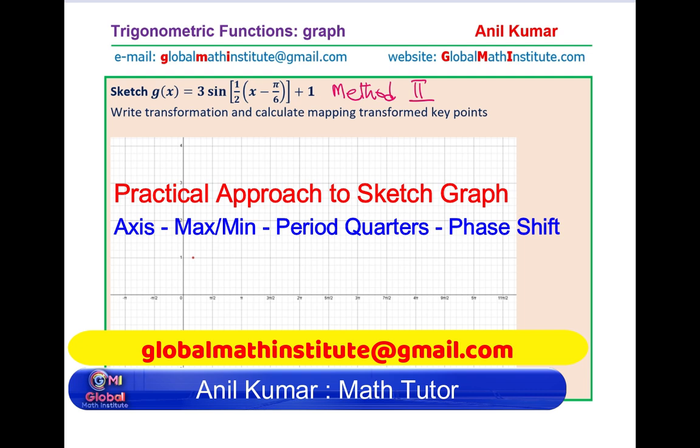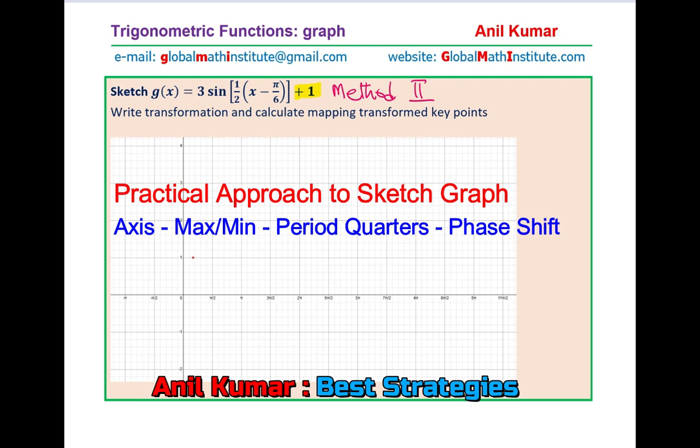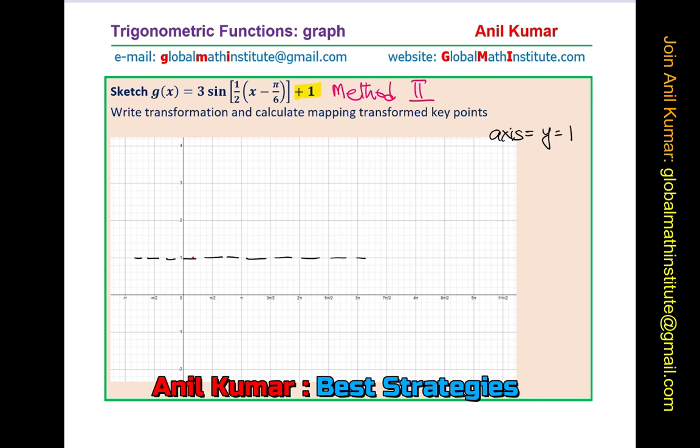So, practically, what we do is that we actually start with the translation because that is the axis, right? So, we know that the axis for this is y equals to 1, right? So, we'll just sketch this axis 1 first, right? So, this is my axis at y equals to 1. You see that?